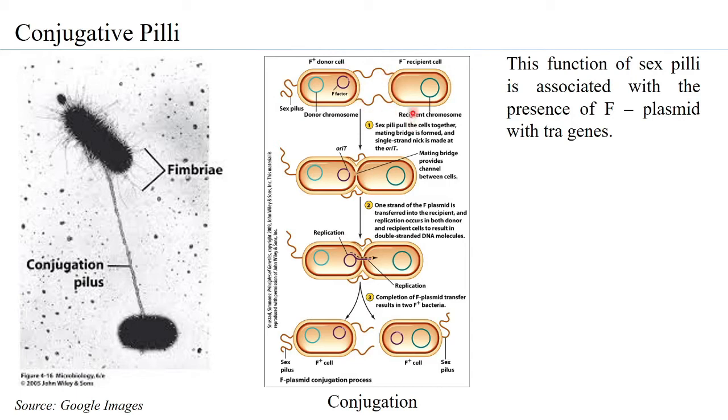When this pilus retracts, the two bacteria will come very close to each other and in fact form a kind of contact. Now, on forming the contact, the sex pili also has what are called tra genes that help in formation of a conjugation bridge over here.